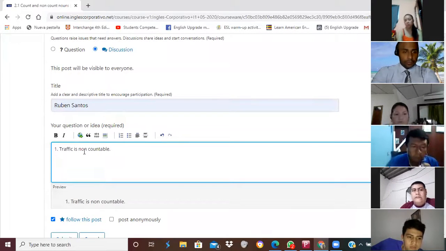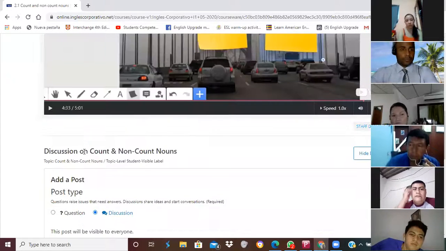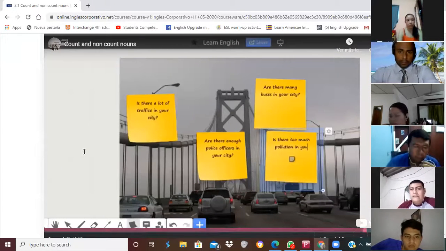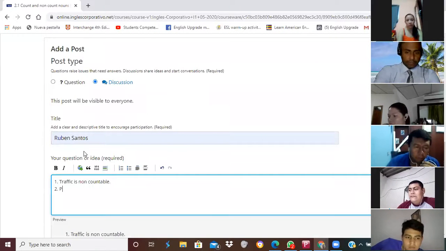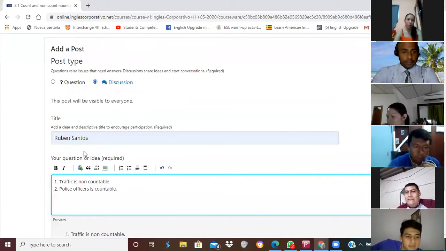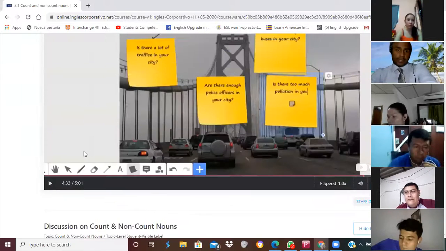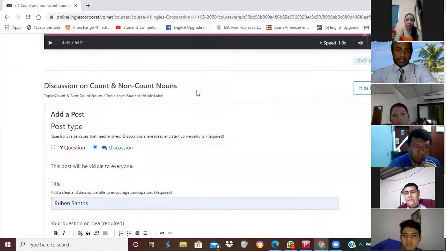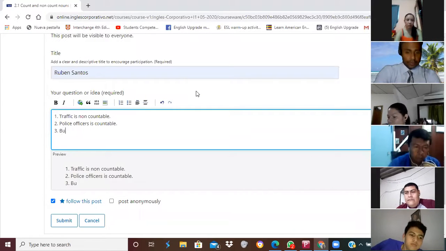Number two. Are there enough police officers? Police officers, is it countable or non-countable? Countable. Very good. Number three is buses. Buses, is it countable or non-countable? Countable. All right.